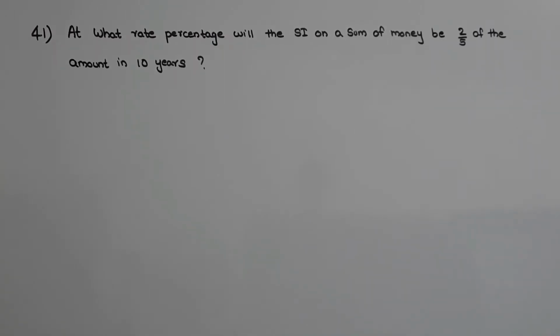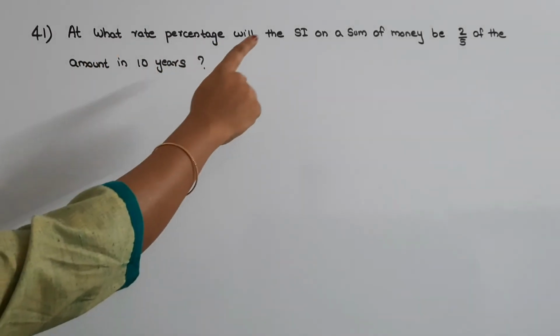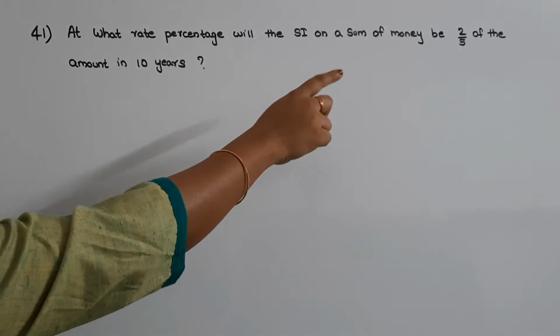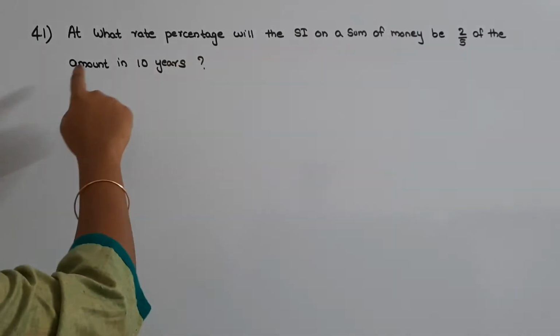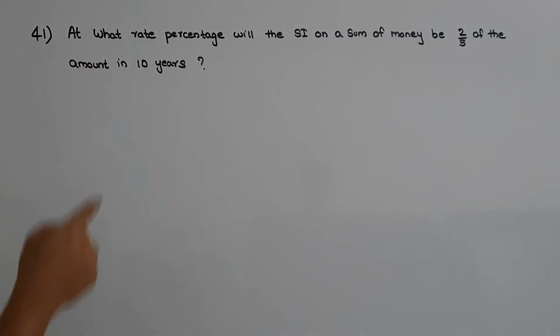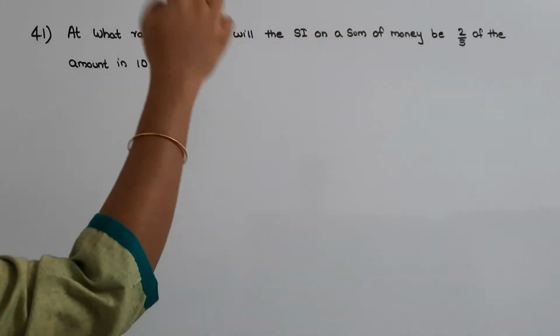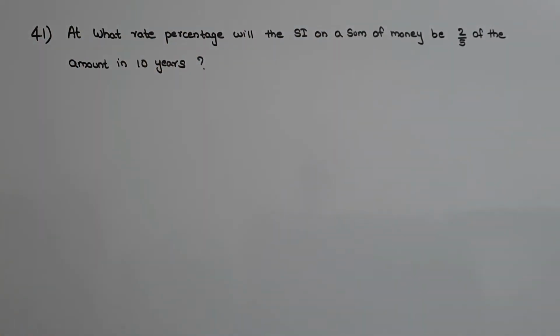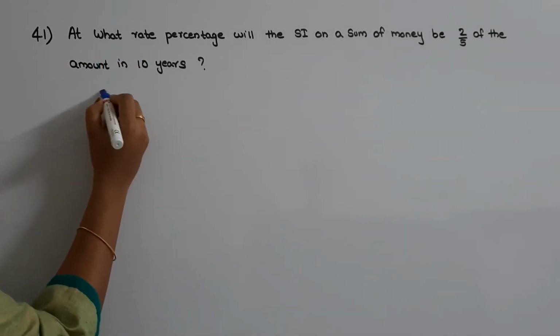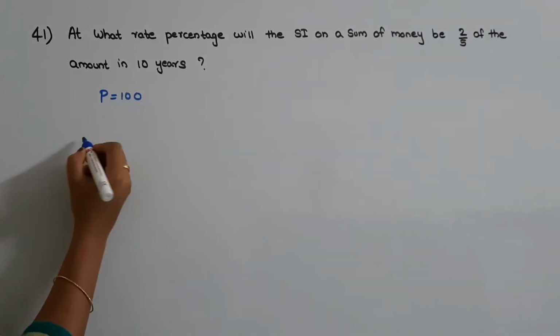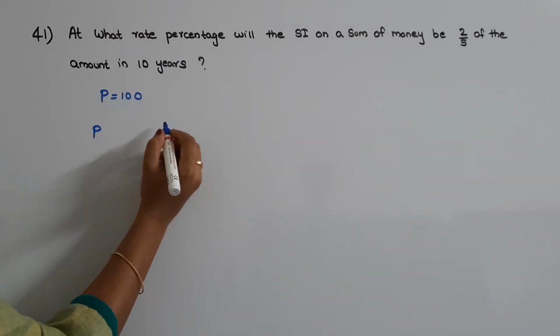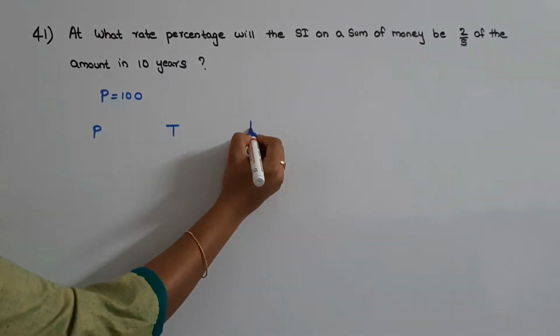The next question is, at what rate percent will the simple interest on a sum of money be 2/5 of the amount in 10 years? So in this question, the simple interest is becoming 2/5 as that of the principal amount. Then what is the rate of interest? So let us assume the principal as 100. Then write principal, time period and interest.